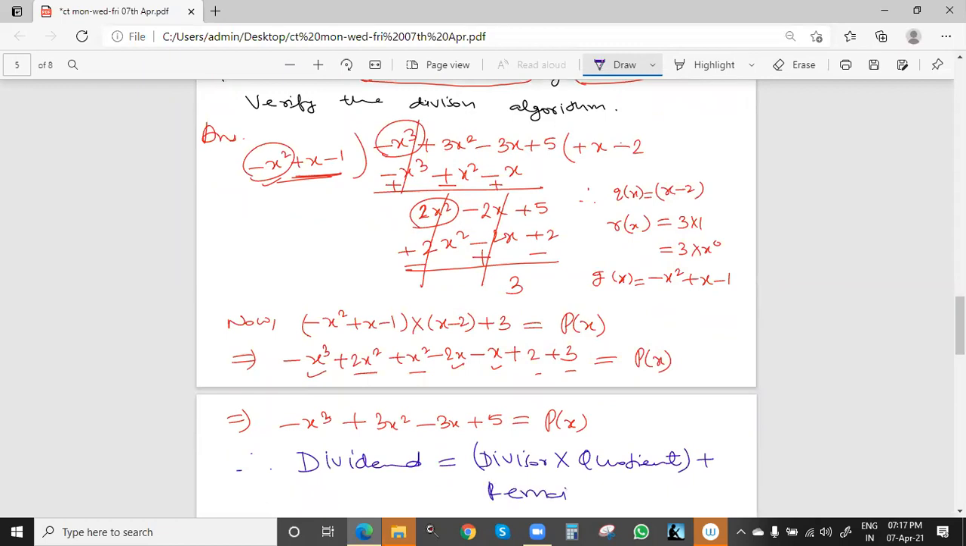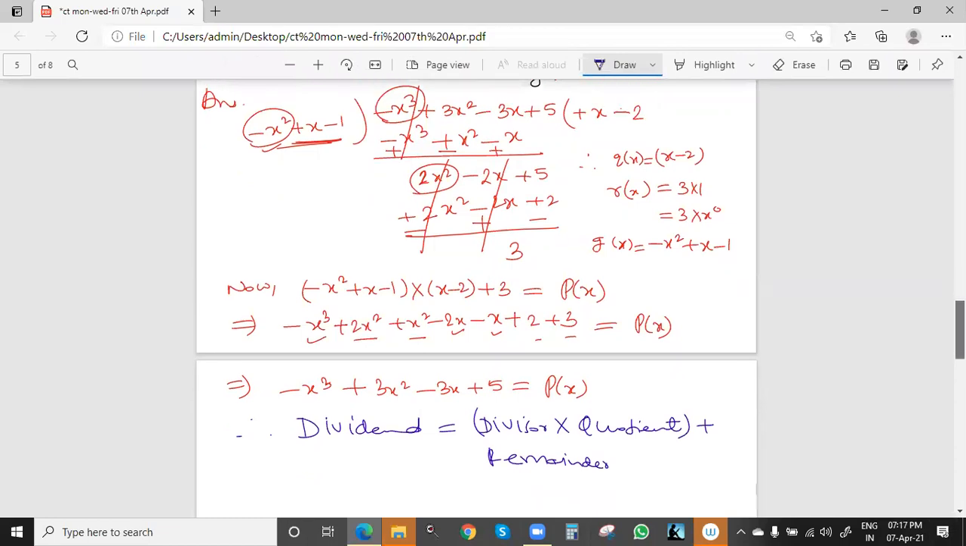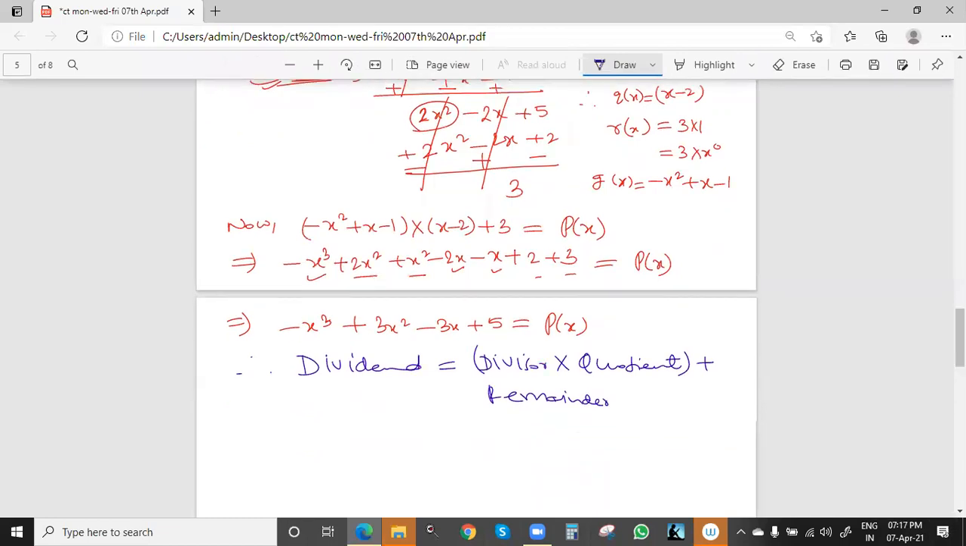This formula is applicable and is true. Dividend equals divisor into quotient plus remainder. Hence we can say it's correct, and the division algorithm is verified. Hence the division algorithm is the process of division.